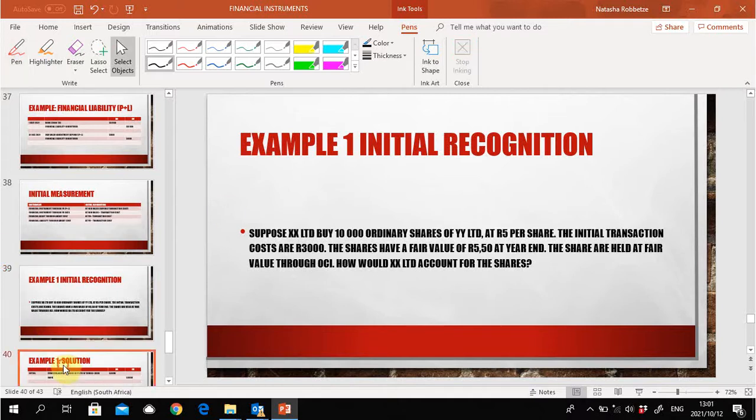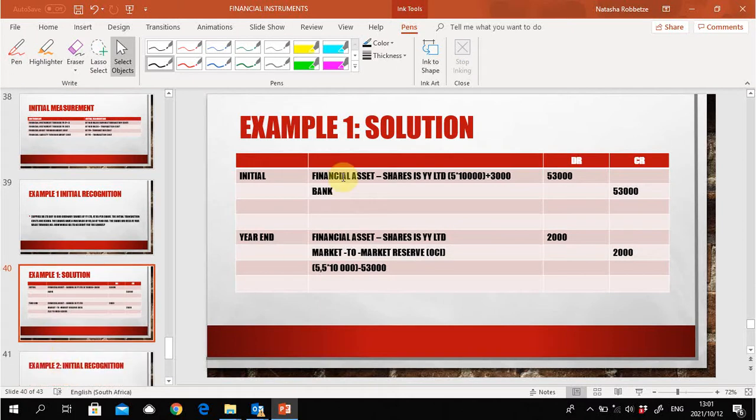Okay, for the solution, we're going to say the financial asset, on initial recognition, is through OCI. So we're going to take 5 times 10,000 plus the 3,000 transaction cost. And that means that the initial value at which we recognize it is now 53,000. There's also a valuation at year end, and that was 5 Rand 50. So that's 55,000 minus 53,000. It's an increase of 2,000, and we put it against the mark-to-market reserve.